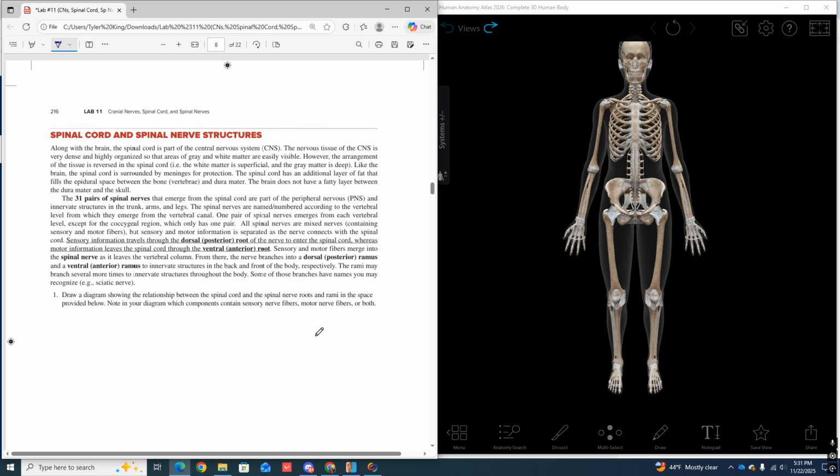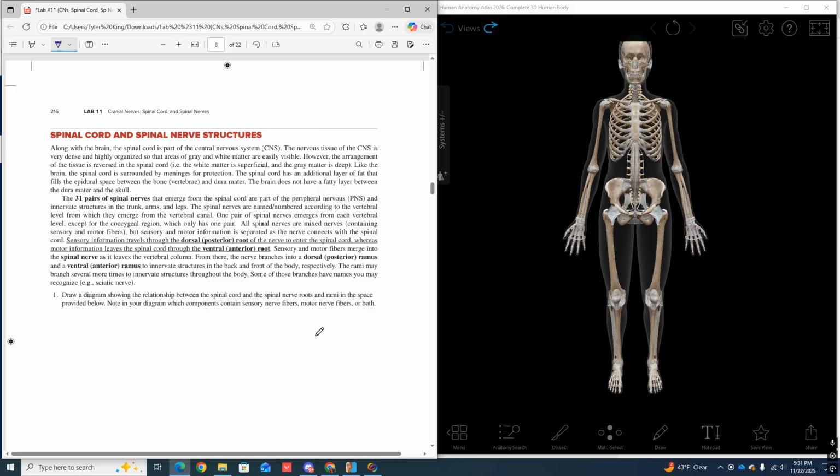Okay? Like the brain, the spinal cord is surrounded by meninges for protection, so it has the dura, the arachnoid, the pia mater, all that stuff. The spinal cord has an additional layer of fat that fills the epidural space between the bone and the dura mater. The brain does not have a fatty layer, though. Okay, so it's only the spinal cord.